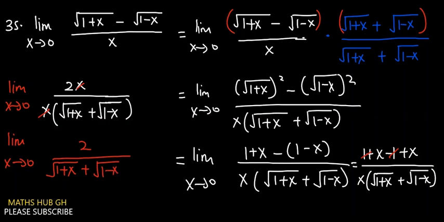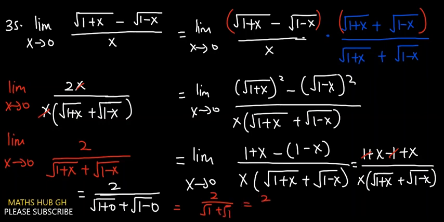So let's do the direct substitution now and see what you're going to get. You're going to have 2 divided by the square root of 1 plus 0 plus the square root of 1 minus 0. This is going to give us a value of 2 over root 1 plus root 1, which will give us 2 over 2, and then that will be equal to 1. So that will be our answer.